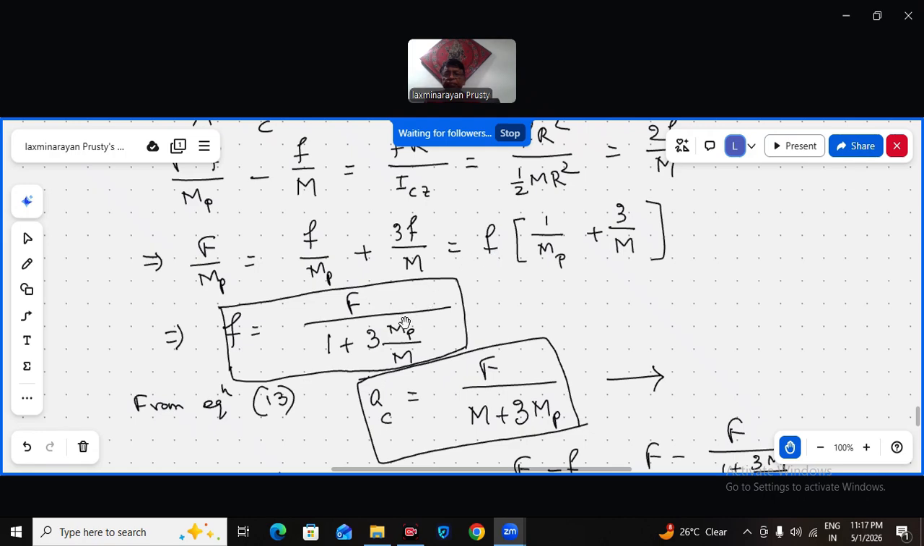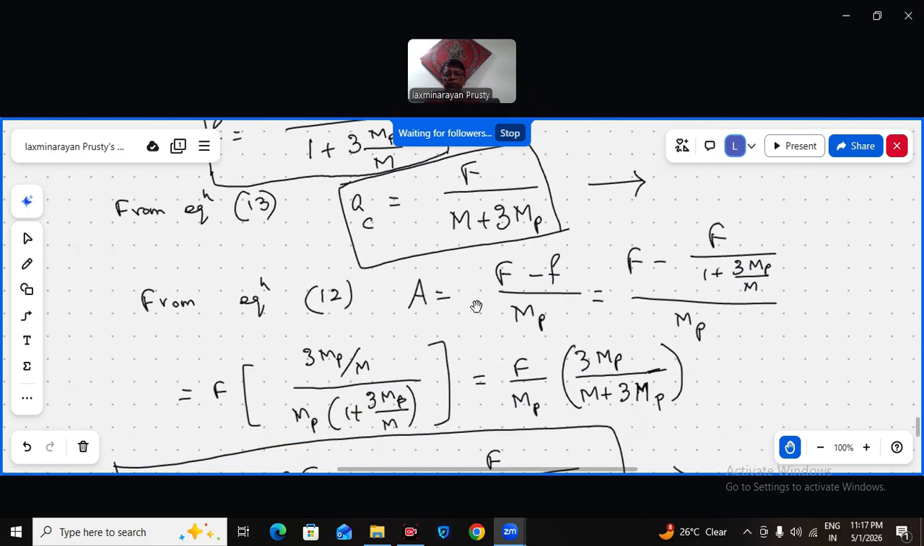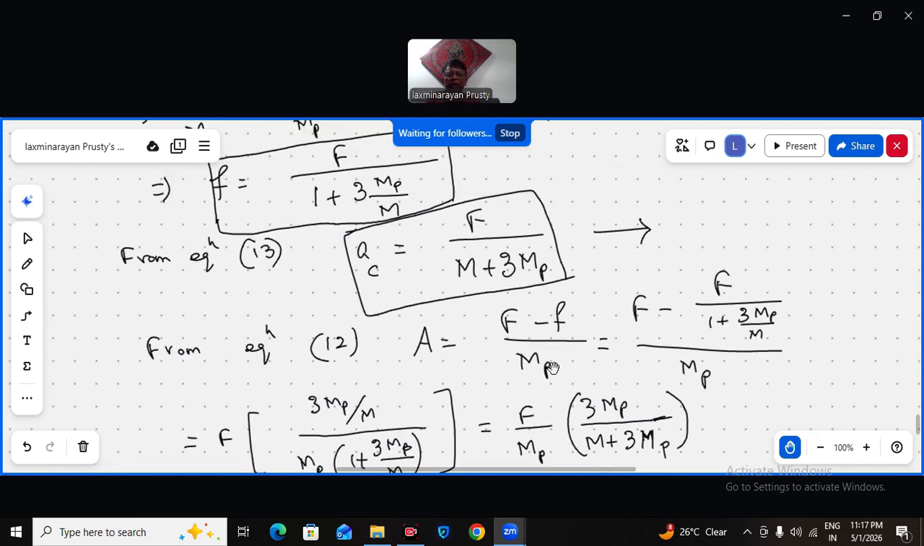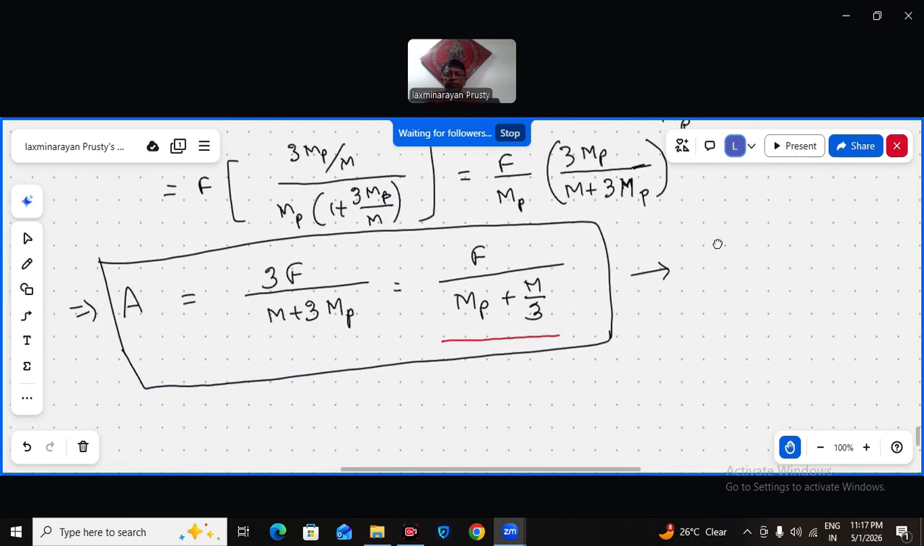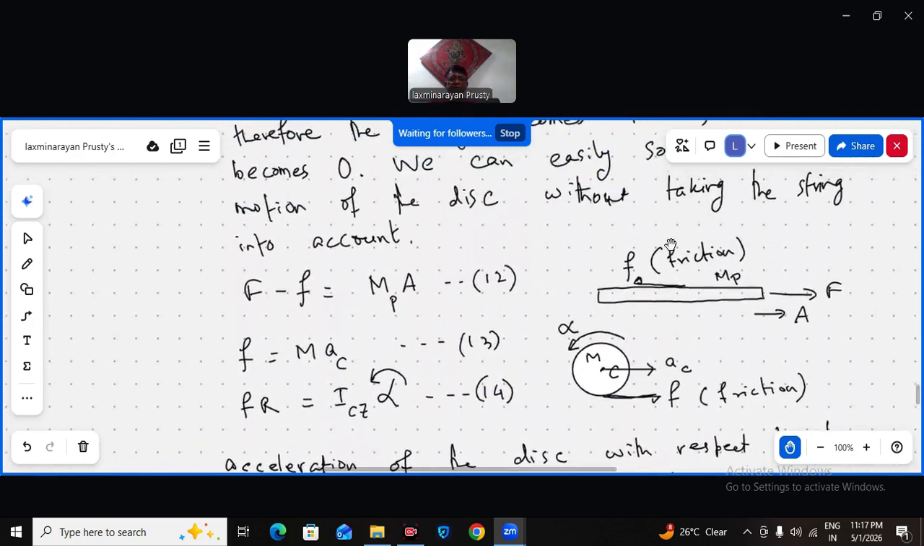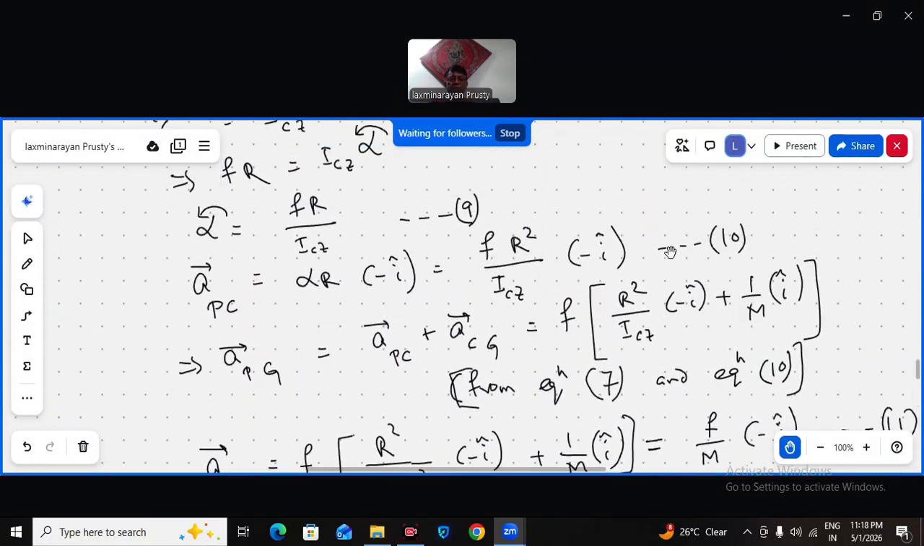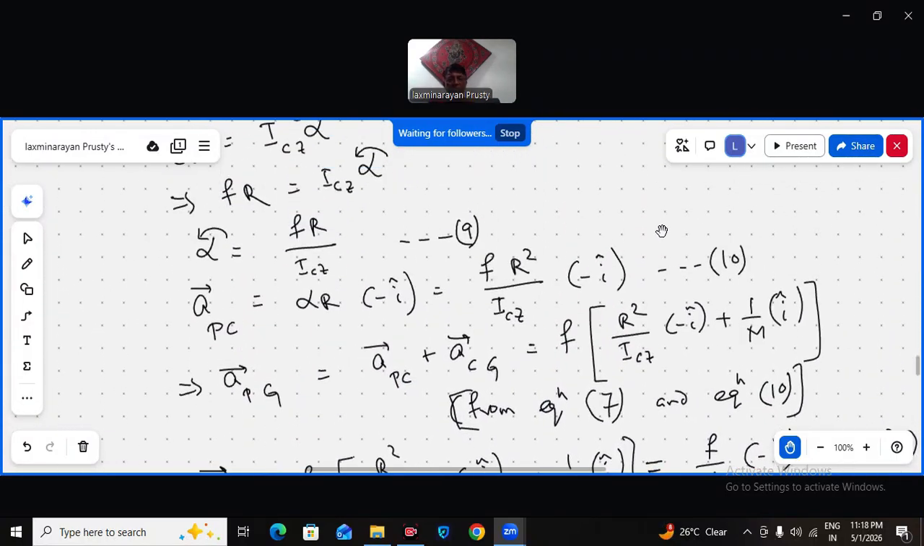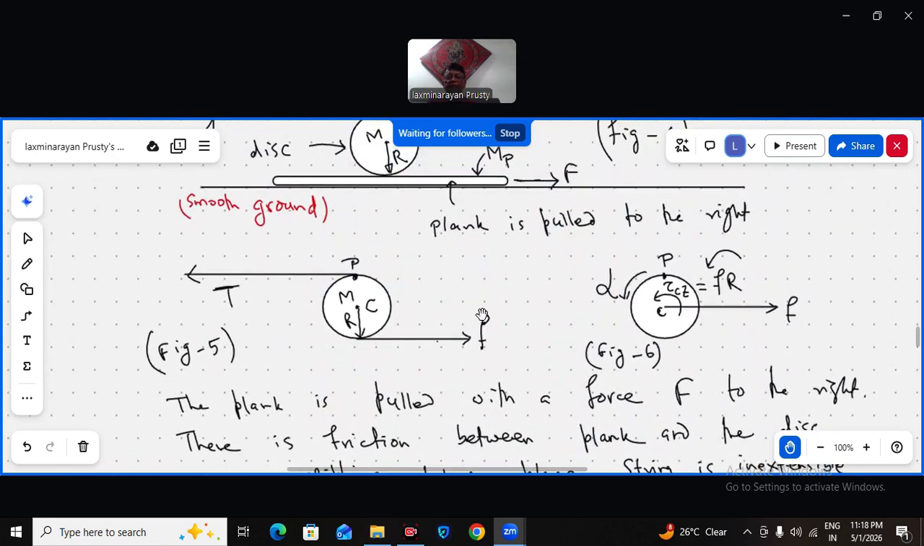Okay, that is clear. So then capital A also is f minus small f by mp, you can get this. So this is the thing. So now the main point of these two questions is that sometimes the tension is not there, but if you want to take tension, that will make it very long. So first I proved that the tension is not there, so I don't have to bother about it.